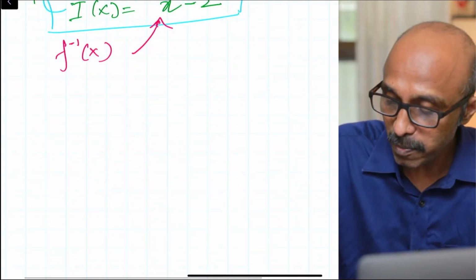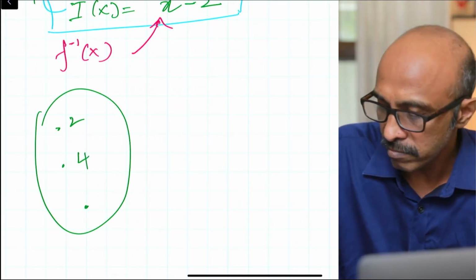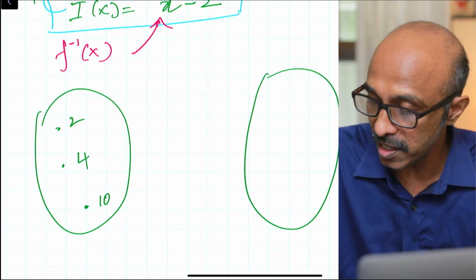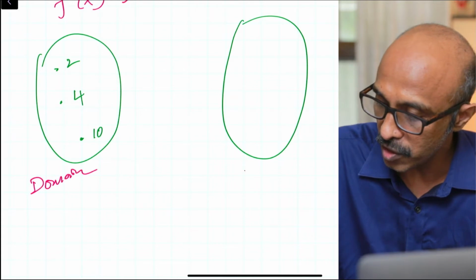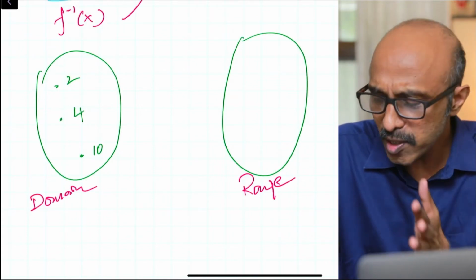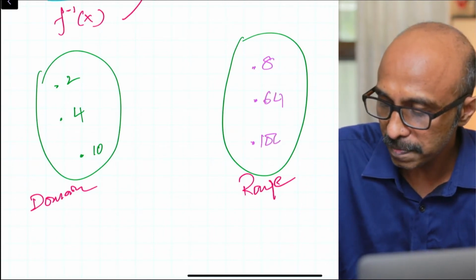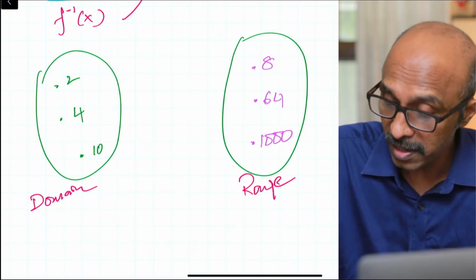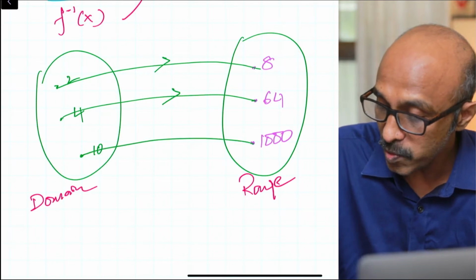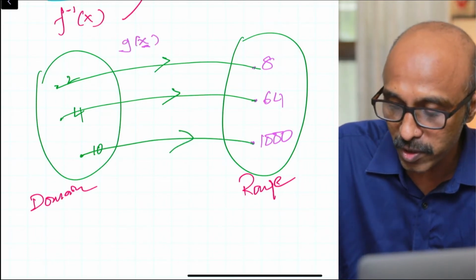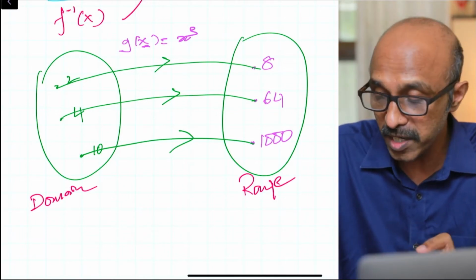Let's take another example. Suppose now we have numbers here 2, 4, and 10. All right, and we've got another set here. This is the domain, remember, the input. And this is the range. And let's say the numbers in the range we've got are 8, 64, and 1000. So the rule that's going to connect 2 to 8, 4 to 64, and 10 to 1000 can be written as g of any input. It's actually cubing each input. 2 cubed is 8, 4 cubed is 64, 10 cubed is 1000.